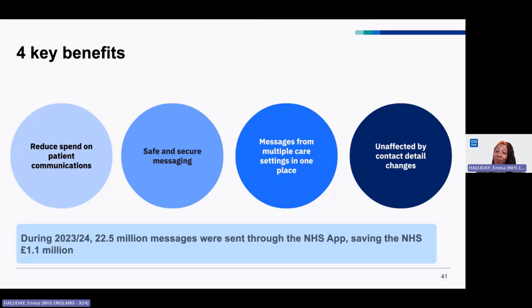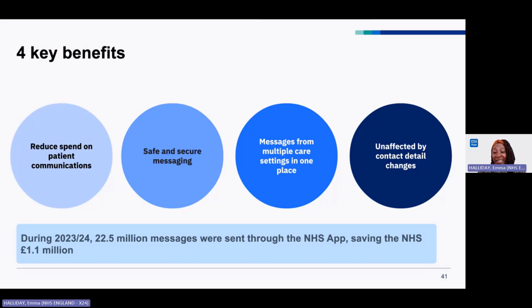There's the ability for messages from multiple care settings to be in one place, instead of having text messages and trying to find the relevant one as you're scrolling on your phone. In the app, you'll be able to filter and see them when they're coming in from different care settings. Although we've been working in the primary care space, we have some in secondary.